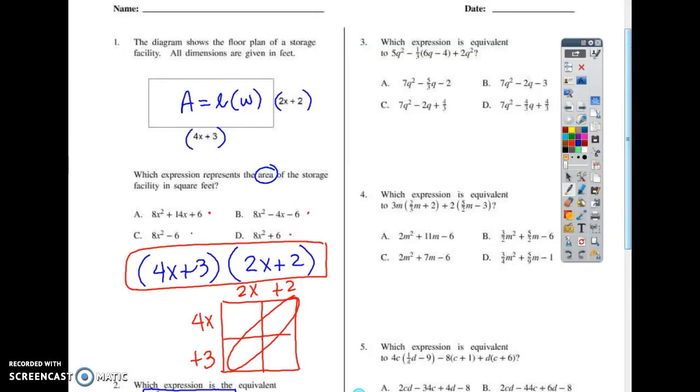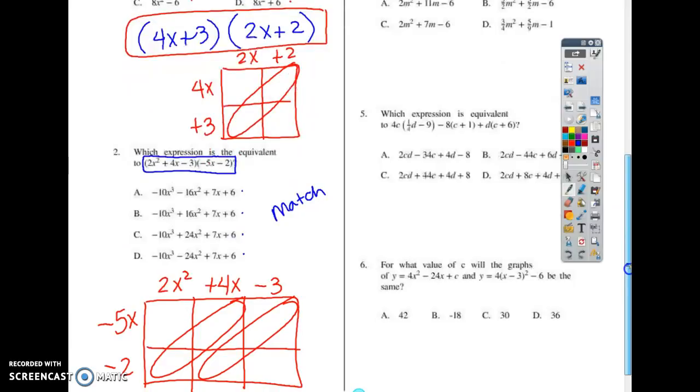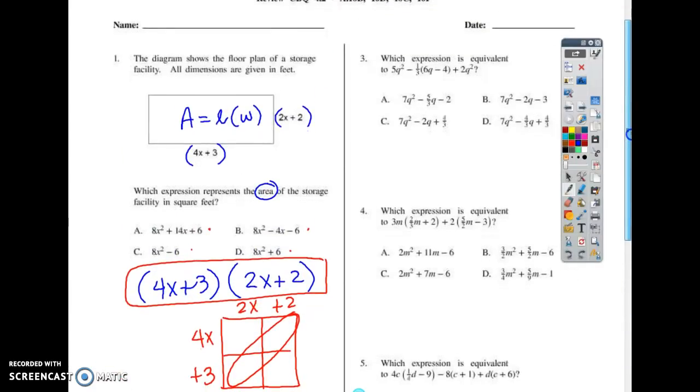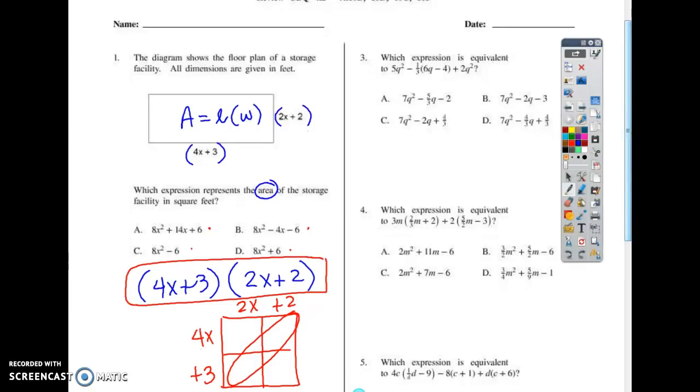Problems number 3, 4, and 6 can all be done in Desmos as well. You put the question in y1, and then you put the answers in the rest of the slides.